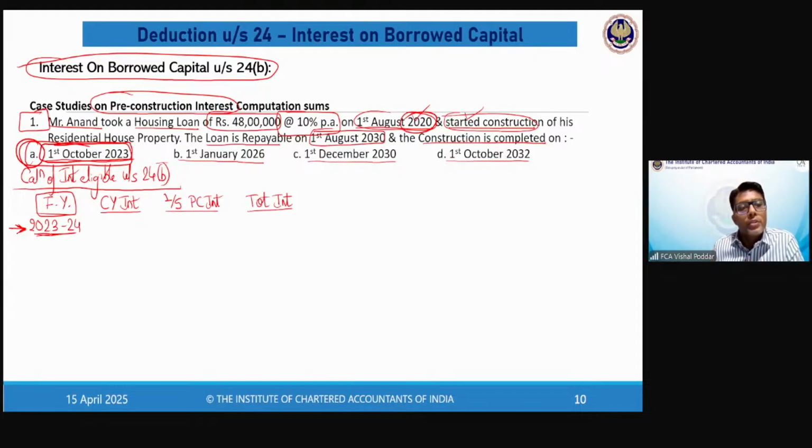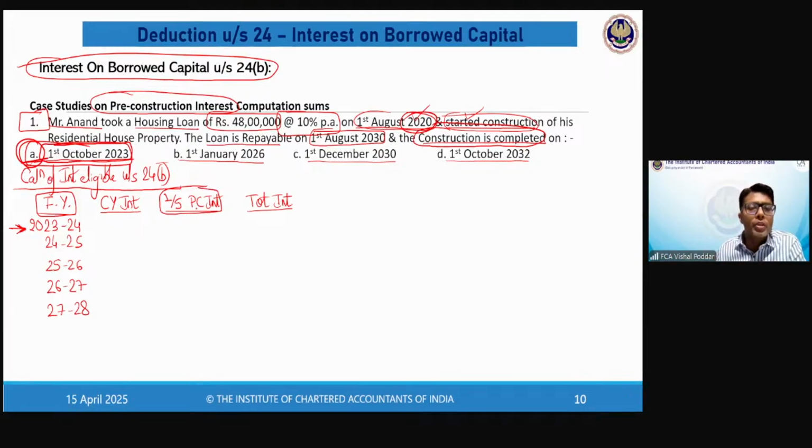Now, I'll start computation. Remember, students, this is the golden rule. The computation will start from the year in which your HP comes into existence. In other words, the year in which the construction is completed, which in the first case scenario is 23-24. Now, this computation should be up to which financial year? Interesting. Pay attention now.